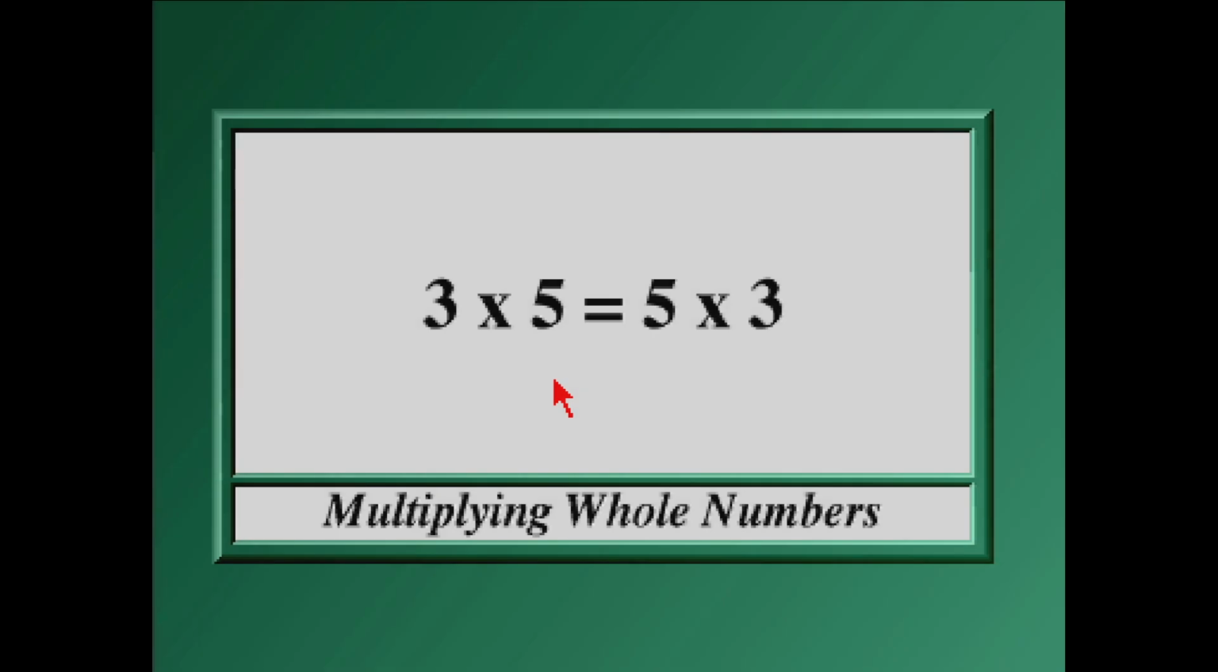Therefore, 3 times 5 equals 5 times 3. Changing the order of the numbers will not change the value of their product.